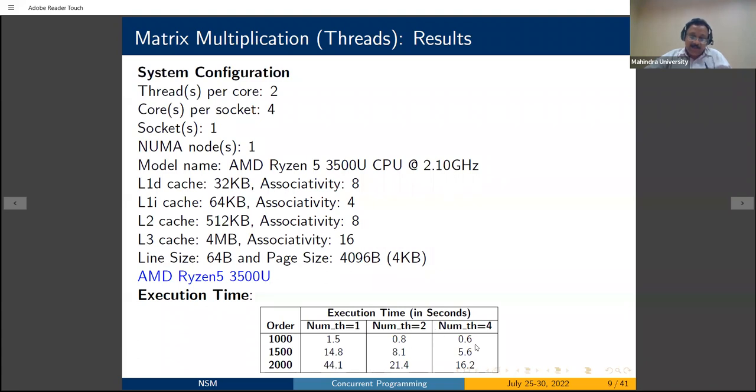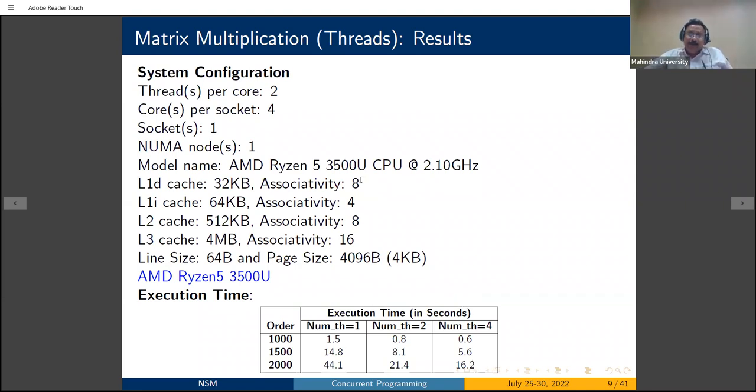Time taken for multi-thread execution when the number of threads is 4 is 0.6. So 1.5 over 0.6 is 5 by 2, which is 2.5x. Okay. Similarly, when we consider the order of matrices as 2000, we observed 44 over 16. Here also we observed a similar kind of speed up, 2.4 or 2.5x, right?